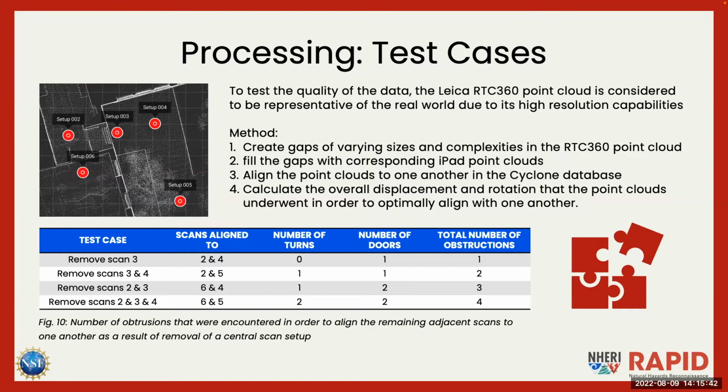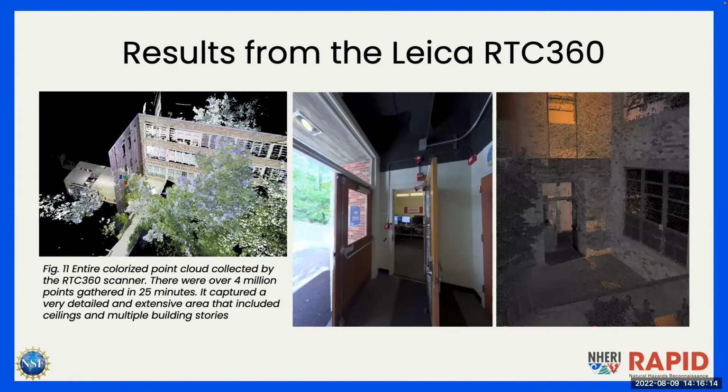So for example, for removing scan 3, I removed it from the RTC 360 data, filled it with the point cloud from any of the apps, all of them actually, very tedious, aligned it to the adjacent scans, and then considered that to have one obstruction, meaning it had to look through one door in order to get to an approximate scan. So like removing scans 2, 3, and 4, I would have to go through 2 doors, 4 total obstructions. So some of the results from the Leica RTC 360 are as follows.